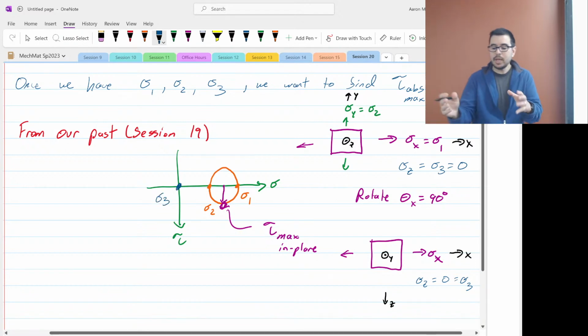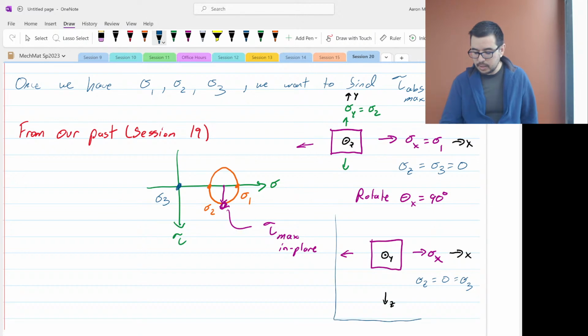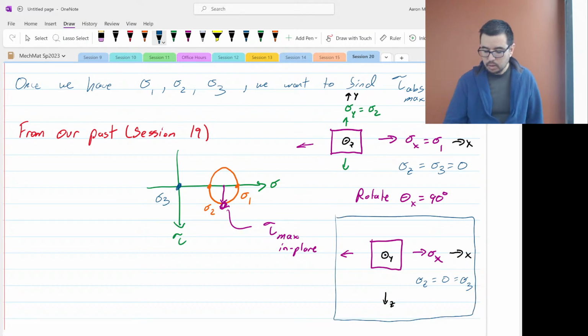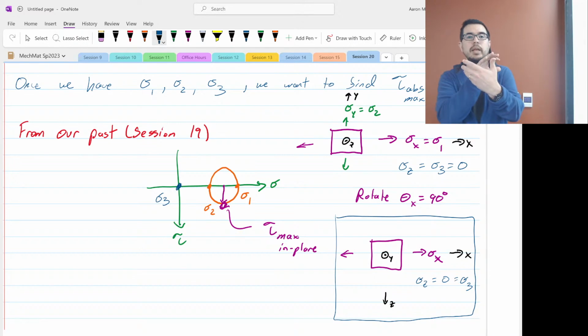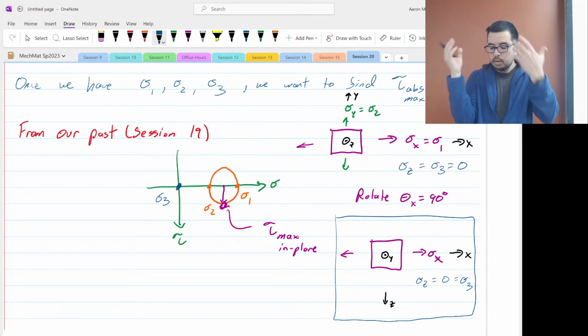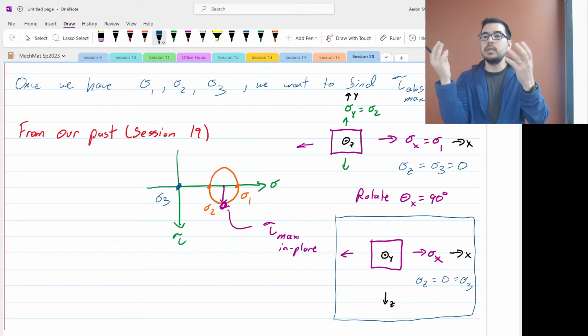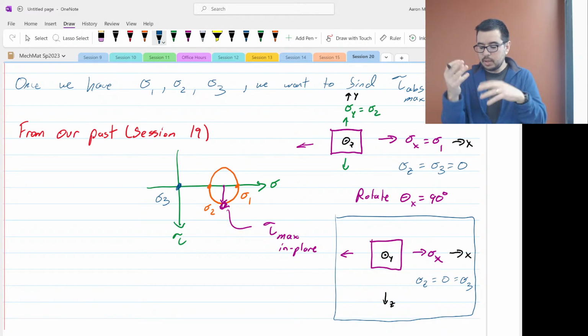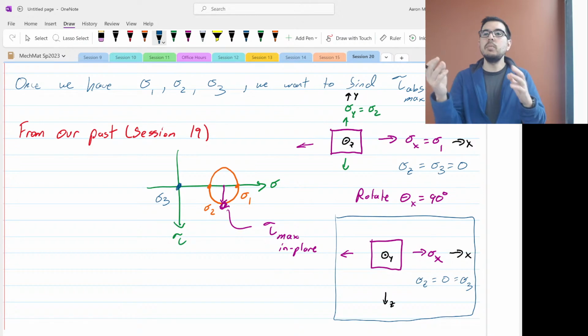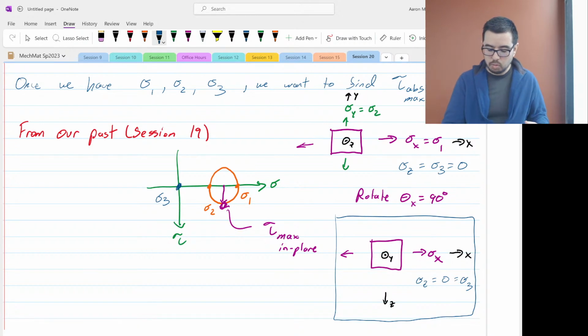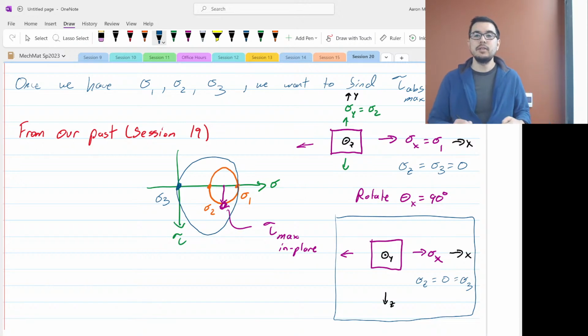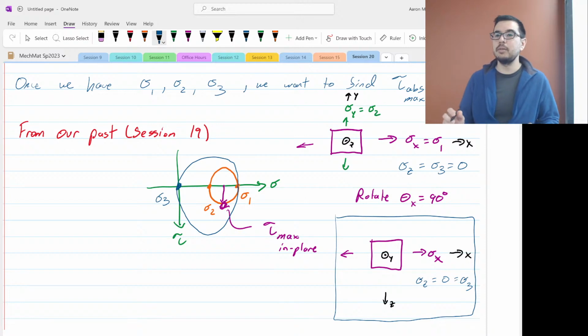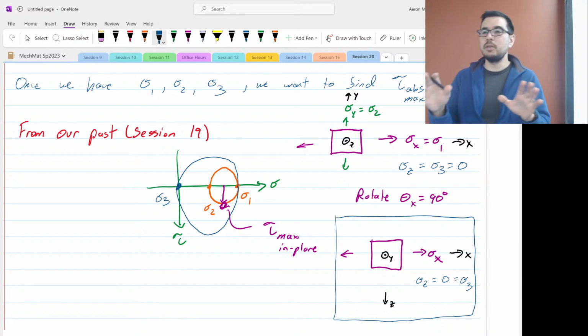If we had just looked at this element, the xz element, a perspective in the xz plane, all we would see is sigma x, all we would see is sigma 1. And we see sigma 3 is equal to 0. So what would the Mohr circle look like in that case? The Mohr circle would be like that. Looks kind of like an Easter egg, but it's supposed to be a circle.